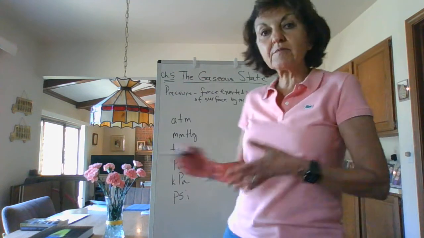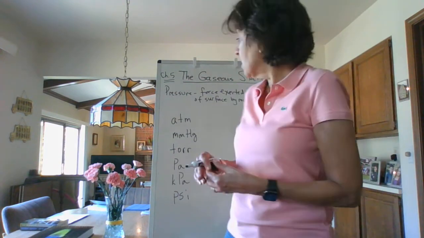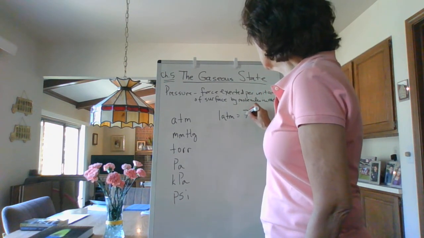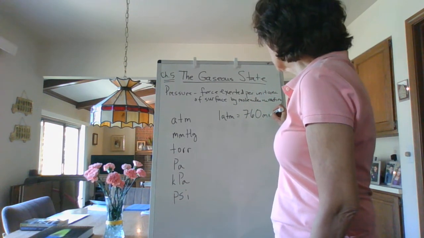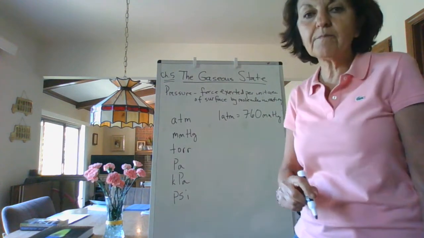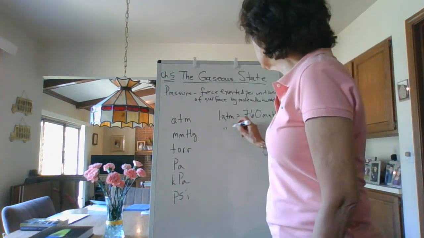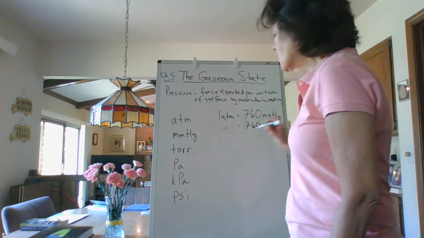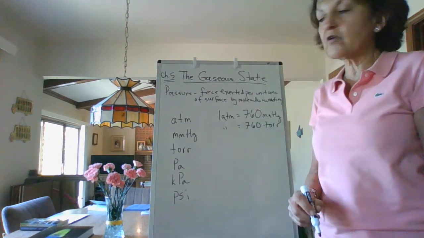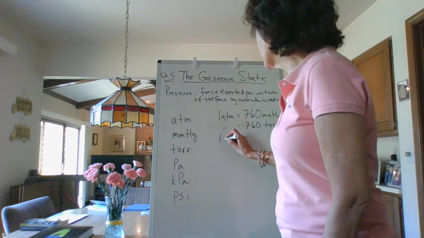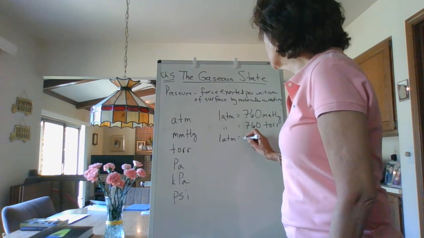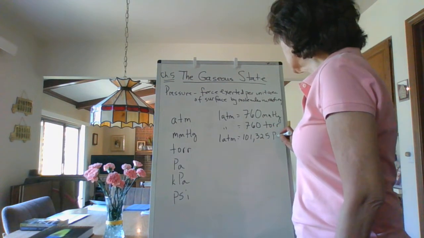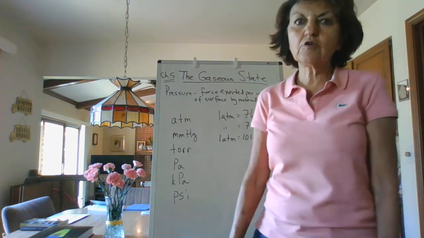Okay, so we need to be able to convert from one unit to another. You should know that 1 atmosphere is equal to 760 millimeters of mercury. You should know that 1 atmosphere is also equal to 760 torr. So a torr is a millimeter of mercury. You should know that 1 atmosphere is equal to 101,325 pascals. Ridiculously huge number.